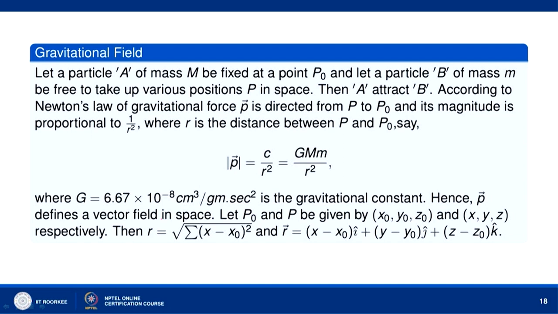The P vector defines a vector field in space. So, let P naught have coordinates x naught, y naught, z naught, and the point P have coordinates x, y, z. Then the vector r will be given by (x minus x naught) i plus (y minus y naught) j plus (z minus z naught) k, and its magnitude r will be square root of (x minus x naught) whole square plus (y minus y naught) whole square plus (z minus z naught) whole square, which we have written as sigma (x minus x naught) whole square.